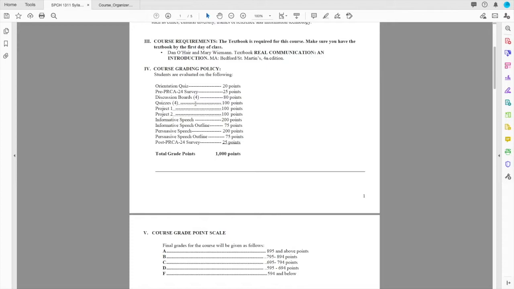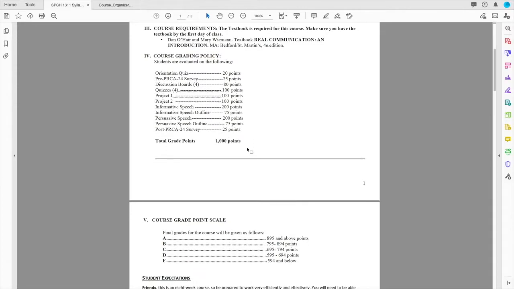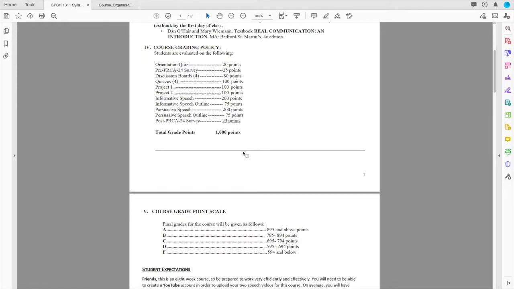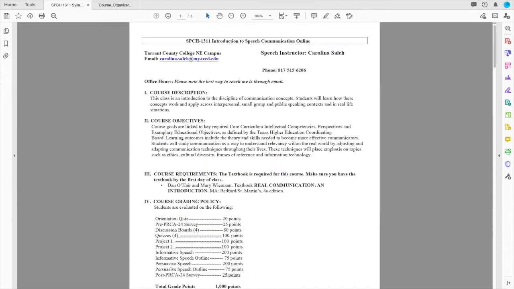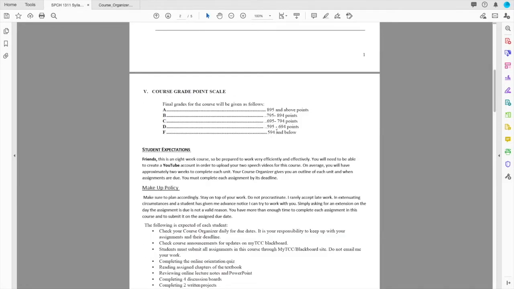These are the assignments that you will be required to complete for this course. It gives you the points value for each assignment, and the total is 1,000 points. Right here is the course grade point scale. It tells you what points you need to get gold, silver, and bronze. We want at least a C or better in this course.